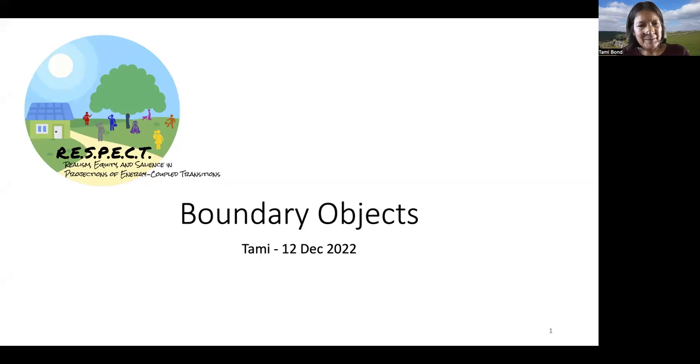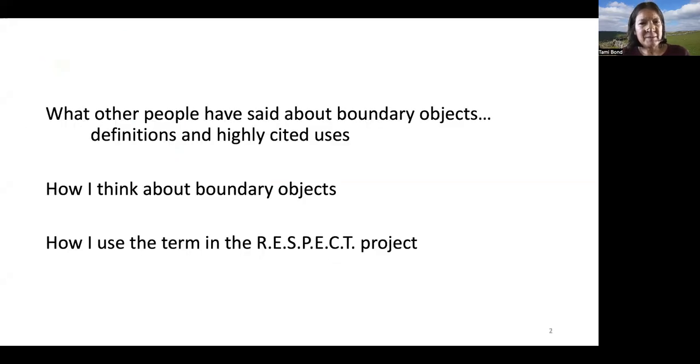Hi, I'm going to give an introduction to boundary objects. I'm going to start by talking about what other people have said about boundary objects and some definitions, but more importantly for our purposes, I'm going to tell you how I think about boundary objects and how I use that term in our project.